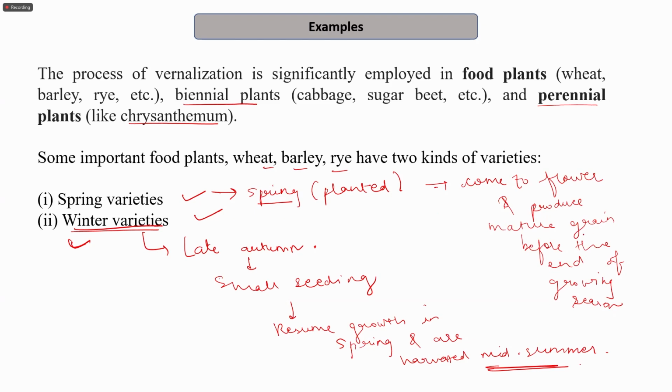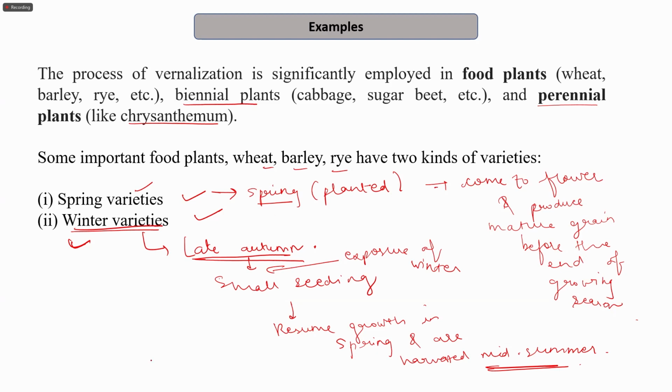Spring varieties come to flower and produce mature grain before the end of the growing season. Winter varieties are planted in the late autumn and produce small seedlings after the exposure to winter. The exposure to winter helps them in producing the small seedlings, and they resume growth in spring and are harvested in midsummer. Winter varieties, however, if planted in the spring, would normally fail to grow or produce mature grains within the flowering season. So some might argue that winter varieties can be sown directly in the spring, but if they are planted in the spring, they would not be able to undergo flowering.